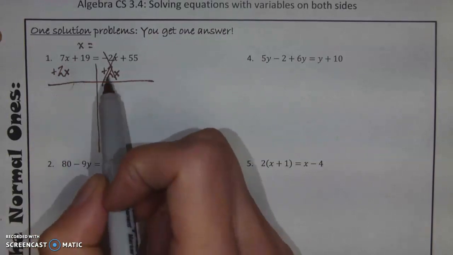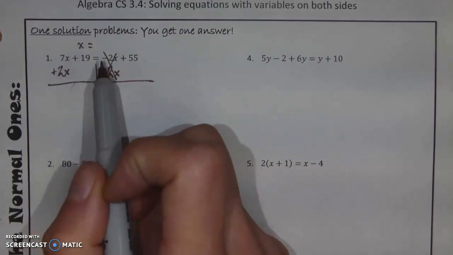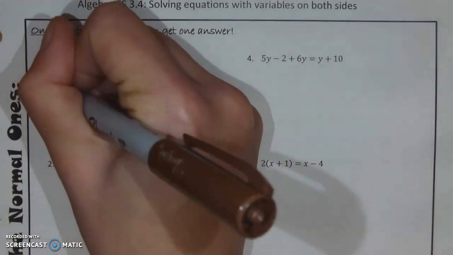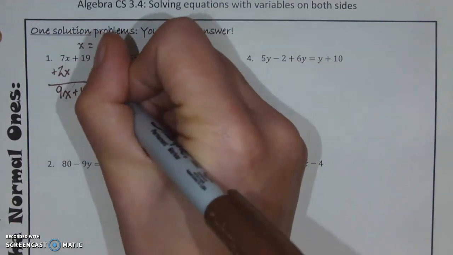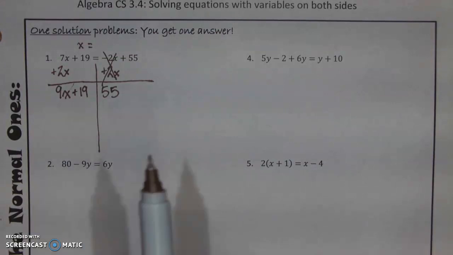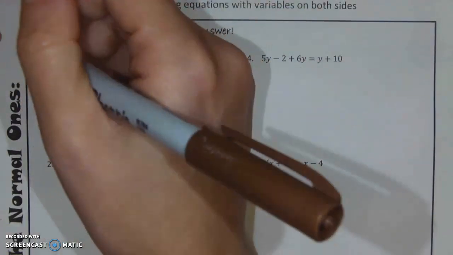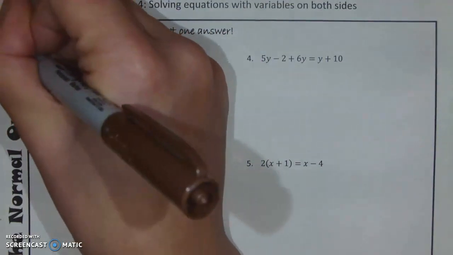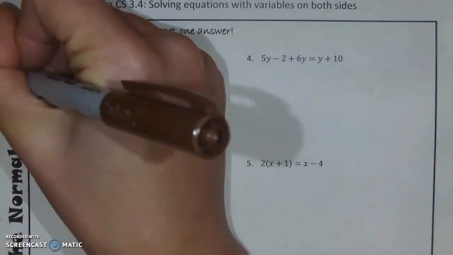So this 2x, when I add it to the left side of the equation, has to be added to the 7x, not to the 19. So that's going to give me 9x plus 19. And on this side, I'm left with just 55. Now this looks like the problems that we did before. So I can go ahead and solve it like we did before, using the reverse order of operations, starting by undoing things from the bottom up.